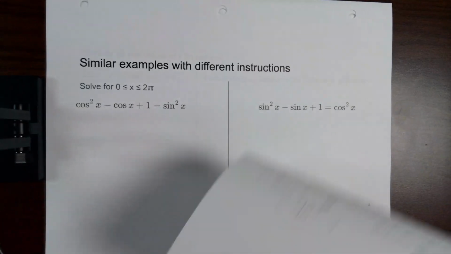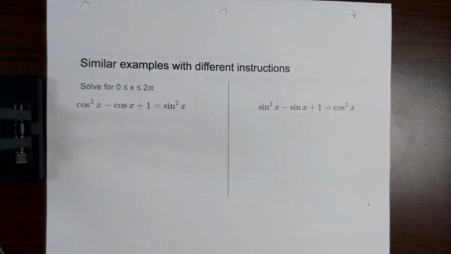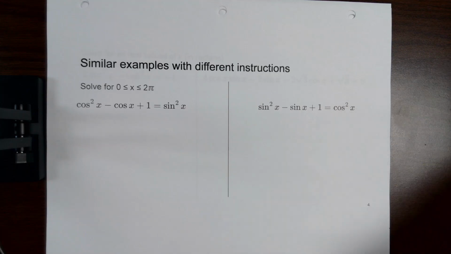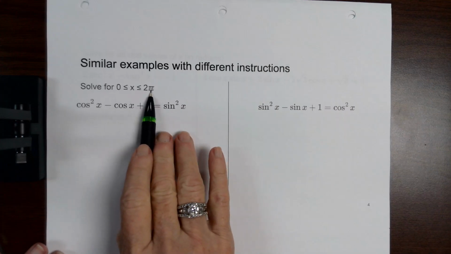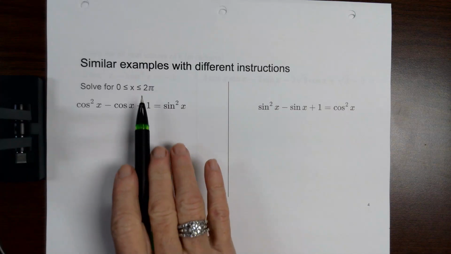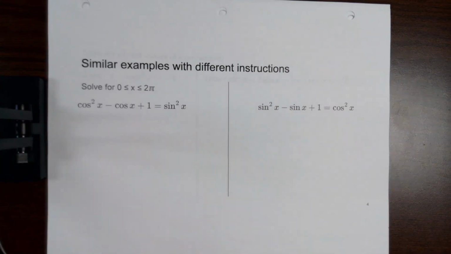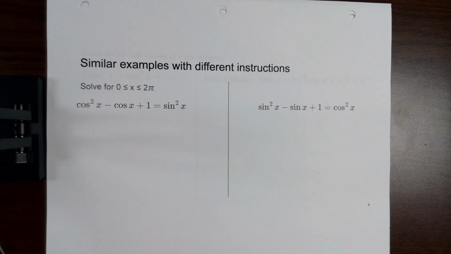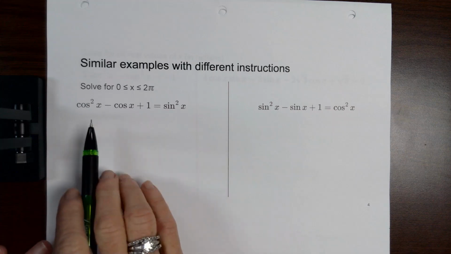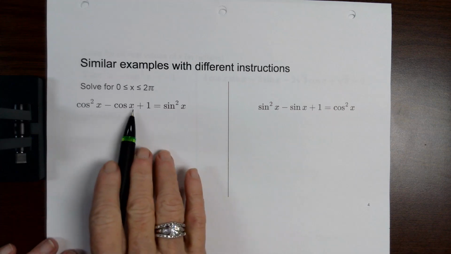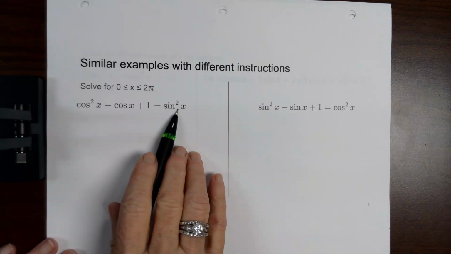Okay, these are similar examples but with different instructions, because if you notice on this one it says I'm solving for between 0 and 2 pi. Well, if that says pi, I know I want my answer in radians, and this time I'm not restricted to the principal values. I'm restricted to one time around the circle. Now if you notice here, you've got cosines on this side and you've got sines on this side.